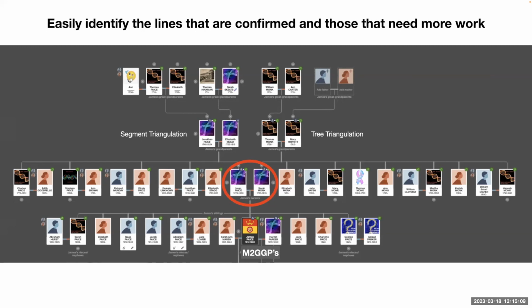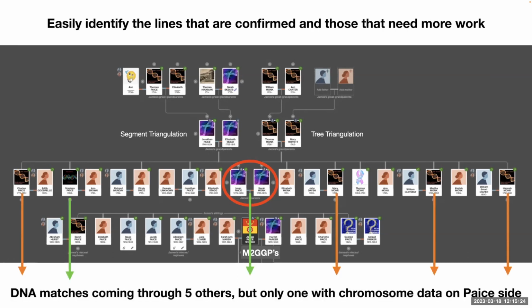On the right-hand side, on Sarah's side, I've only got matches going back with tree triangulation because I've got that orange symbol there. So I haven't got any segment data. So I think it's okay because we've got DNA matches, but I'm not 100% sure. And by having those symbols in the images in the tree, it enables you to quickly look at the descendants here, and you can see there that I've got DNA matches coming through 5 different lines there, but most of them are obviously at Ancestry because they've got the orange symbol.